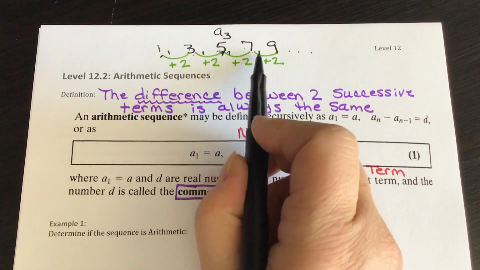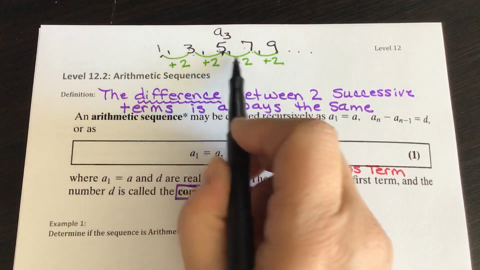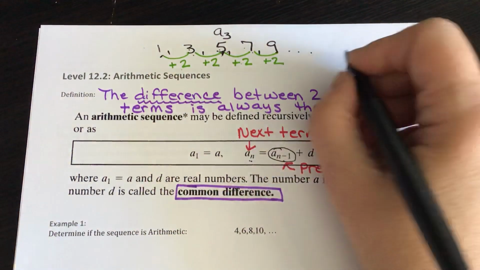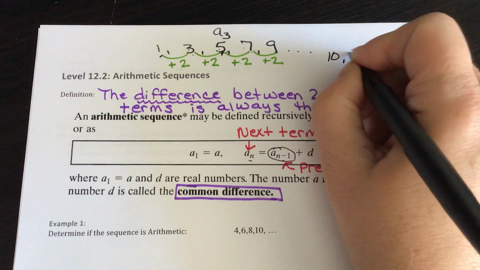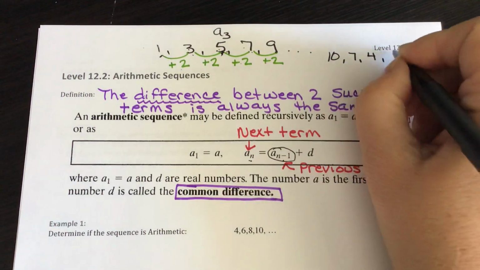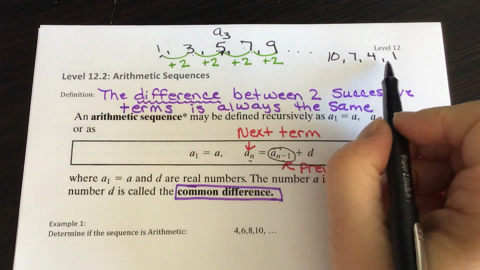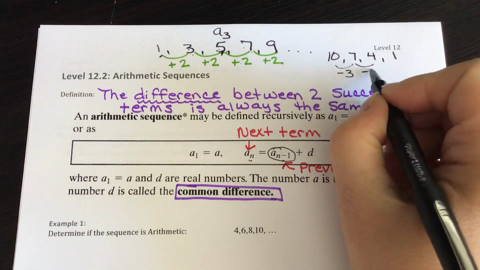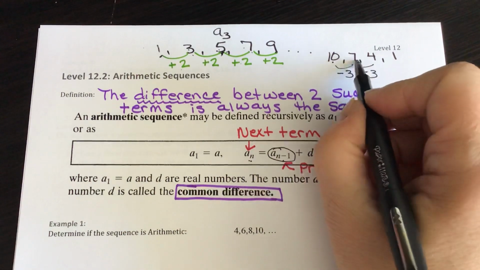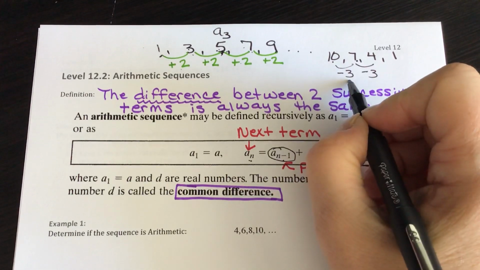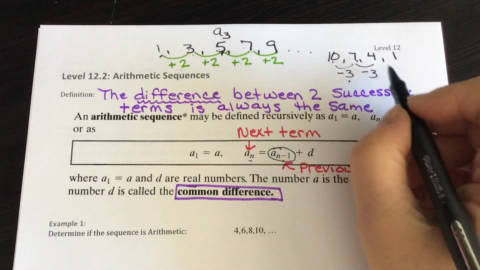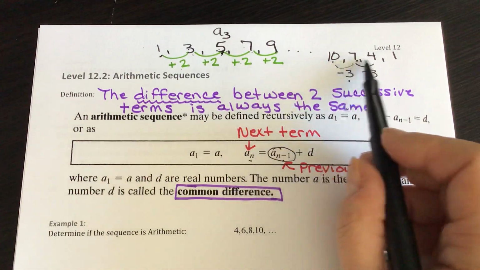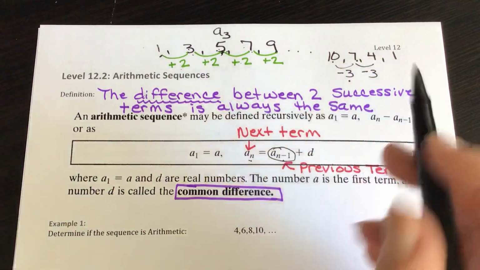If my rule is positive, my numbers are going up. But if my numbers are going down, like I have 10, 7, 4, 1, here my rule would be minus 3. To get from 1 to the next, I have to subtract 3. So my rule, my common difference, if it is negative, that means my numbers are going down.